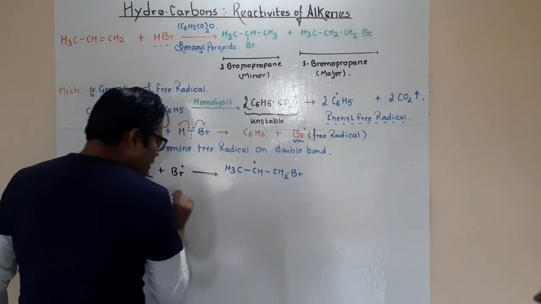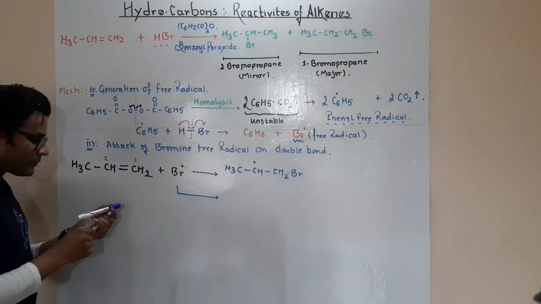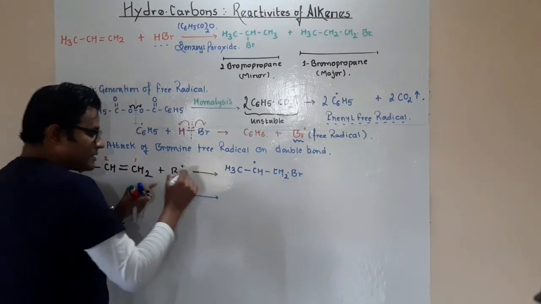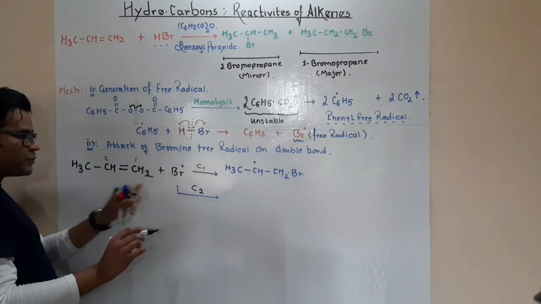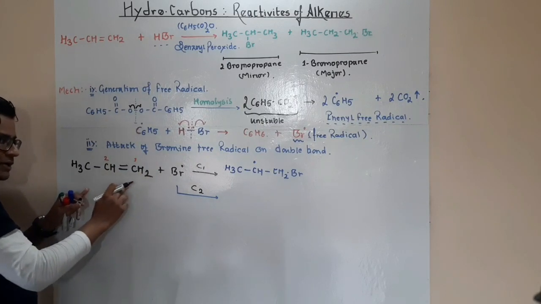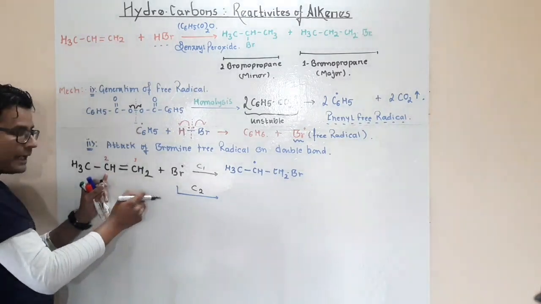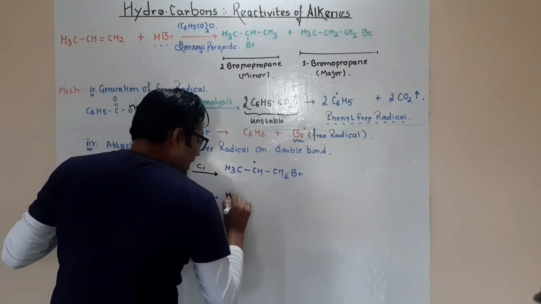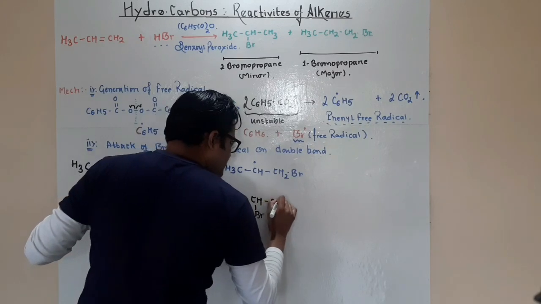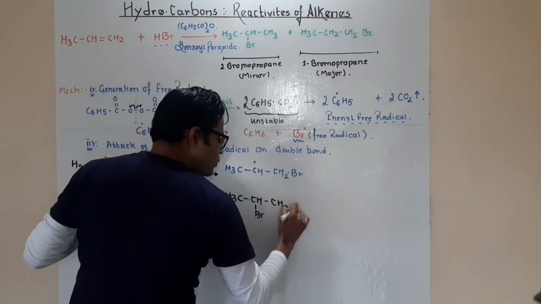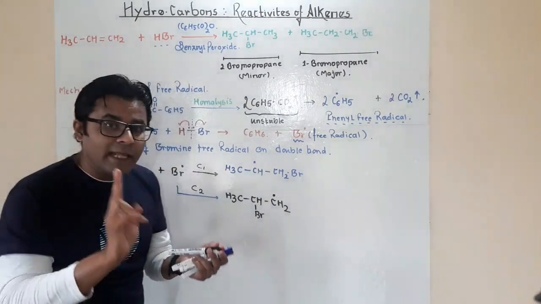Now, what is the second possibility that we can have? The second possibility is that here you have added this particular bromine to carbon number 1, right? Here we are going to add it to carbon number 2. So if this bromine free radical goes to carbon number 2, then 1 electron will go to carbon number 1. So that time you will be having CH3, CHBr, CH2 free radical.